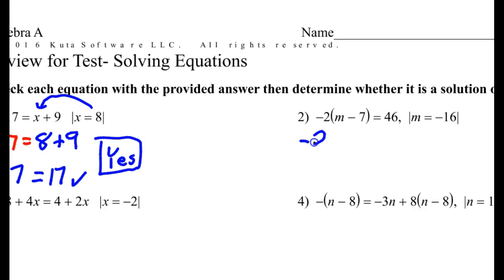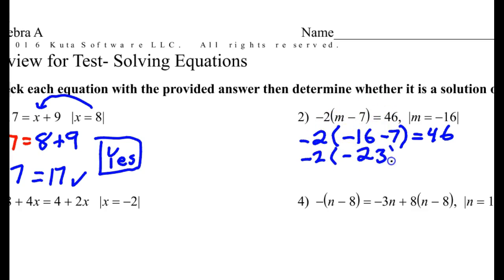So we have -2 times -16, right, minus 7. And does that equal 46? Right. Now with numbers only, do the parentheses. You might be tempted to multiply, distribute, but you don't need to do that here, only when you have a variable. So is -2 times -23 equal to 46? Fair enough. Negative times a negative is a positive. You get 46. 46. Same number on both sides. So yes, -16 is.